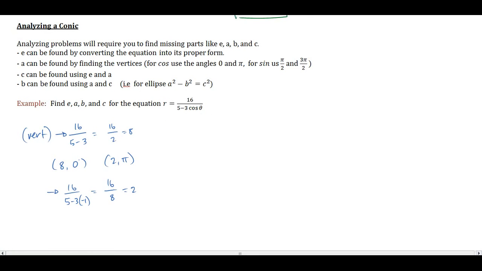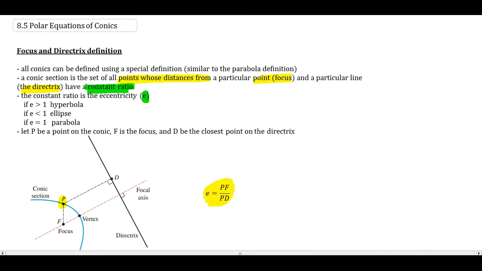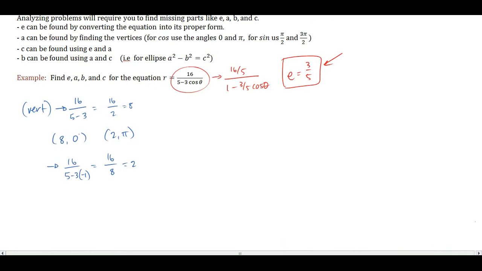So let's talk about how I'd find eccentricity. I would divide everybody by 3. So you'd have 16 thirds over 5 thirds minus 1 cosine theta. Now I could find you the eccentricity by modifying this. Remember, I just want to divide everybody by 5. So 16 over 5, over 1 minus 3/5 cosine of theta. So now I know the eccentricity is 3/5, which means, hey, by the way, this is less than 1. And if you remember way back in the beginning, less than 1 means you're an ellipse. So we know it's an ellipse.